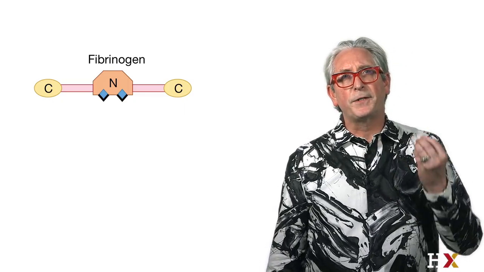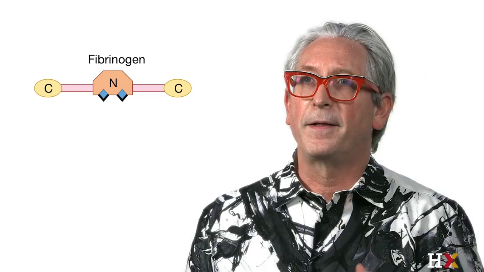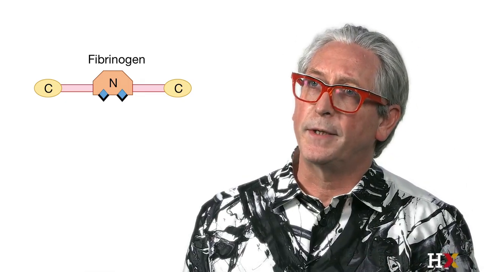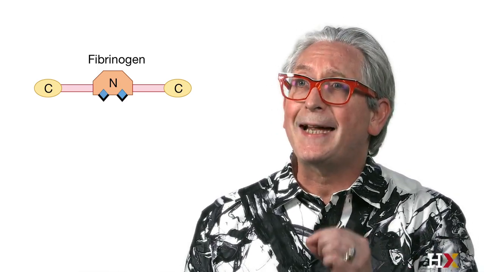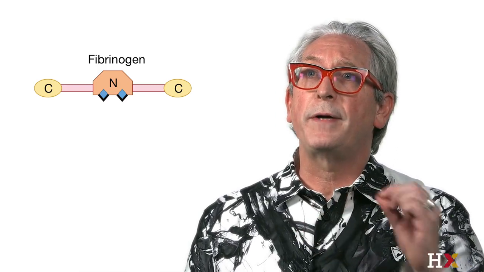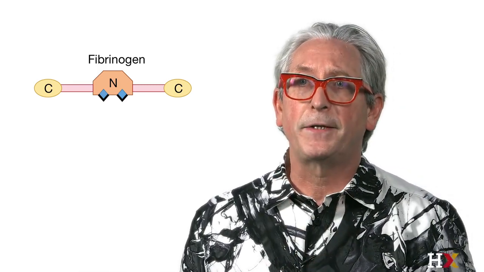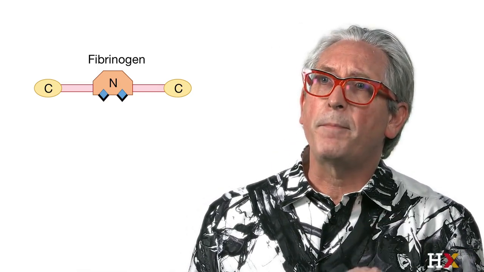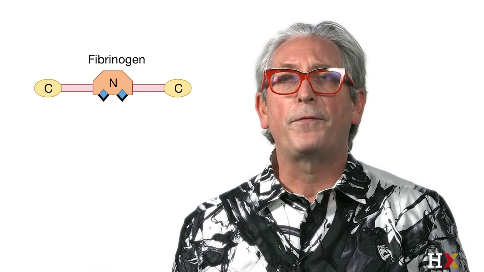Fibrinogen is the third most abundant protein in blood plasma. This 340 kilodalton protein consists of two C-terminal domains, here labeled C, connected via coiled-coil regions to a central nodule labeled N on this figure. How does thrombin convert a fibrinogen molecule into a fibrin monomer?